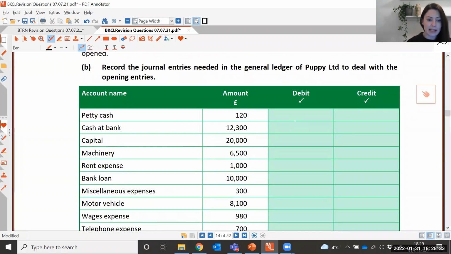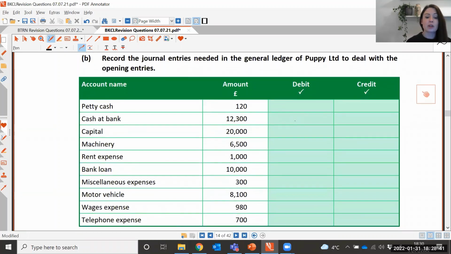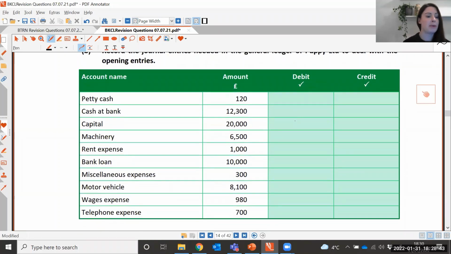Okay, so part B, record the journal entries needed in the general ledger of Puppy Limited to deal with the opening entries. So when it comes to the opening entries, remember, we just need to refer to our dead and click. So first of all, let me know what type of account it is, and then whether it's a debit or credit. When I'm saying what type of account it is, is it an asset, is it an expense, is it an income, or is it a liability?